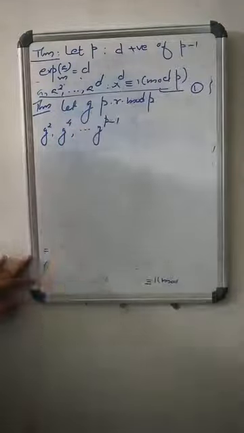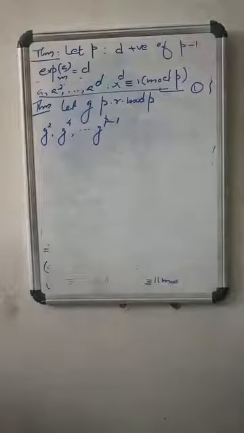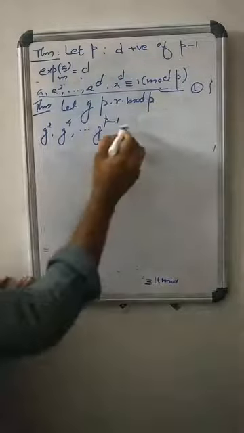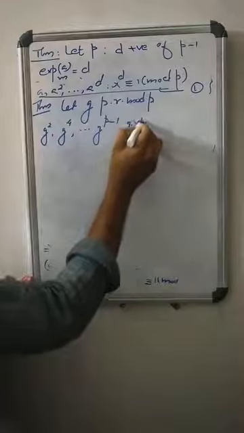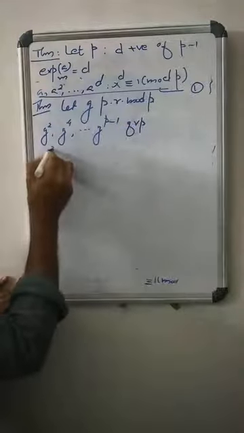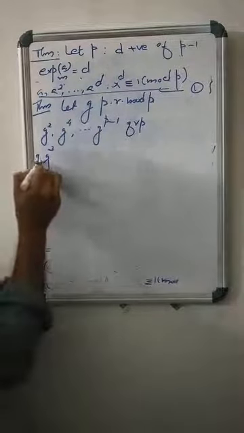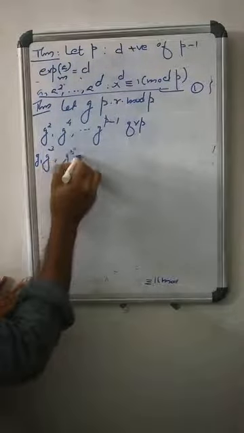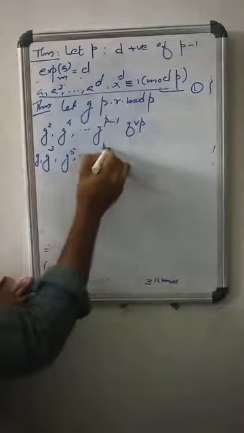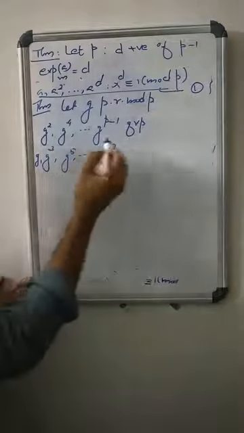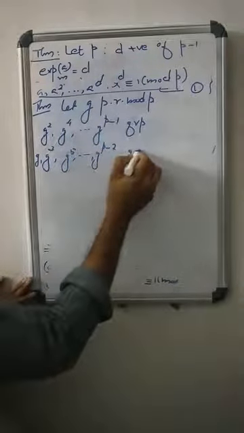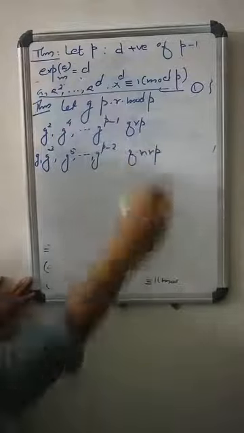g power p minus 1 (since p is an odd prime, p minus 1 is even) are quadratic residues mod p, and the odd powers g, g cube, g power 5, etc., g power p minus 2 (since p is an odd prime, p minus 2 is odd) are quadratic non-residues mod p.